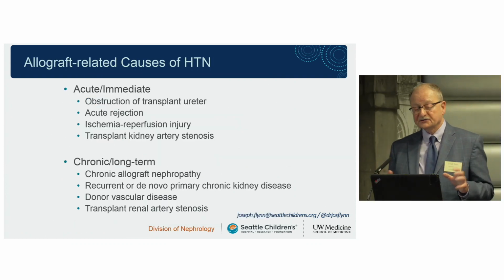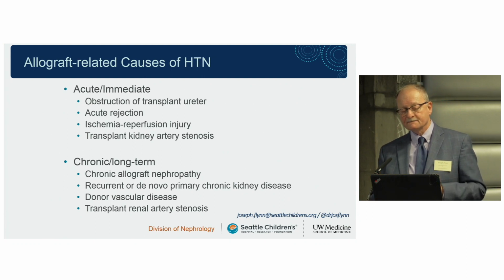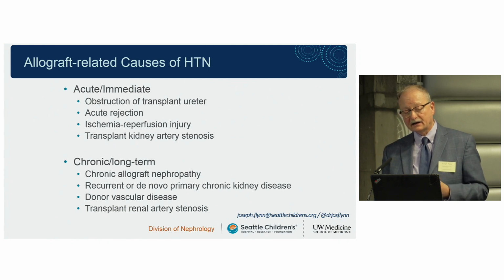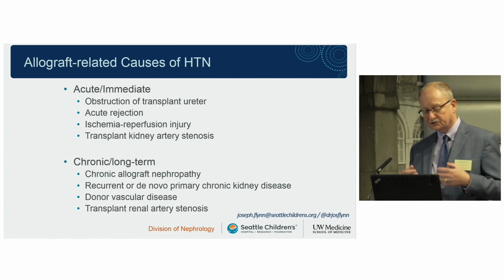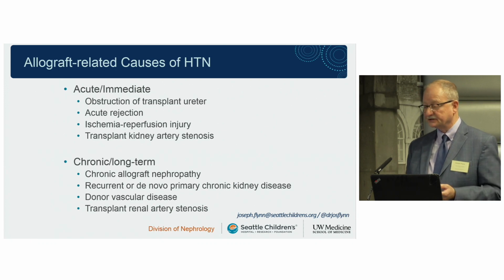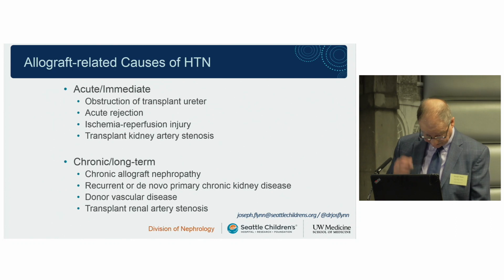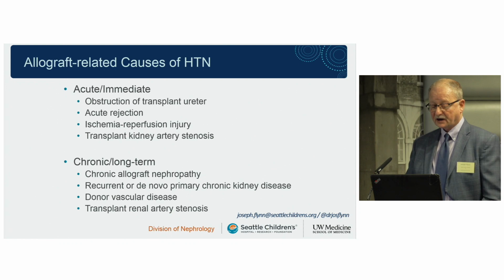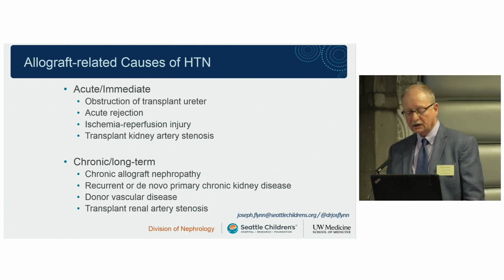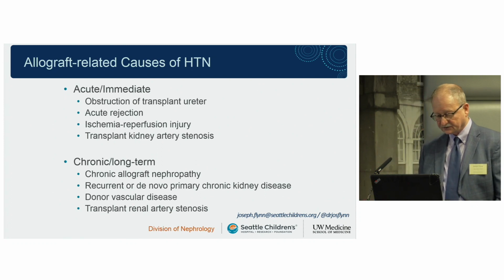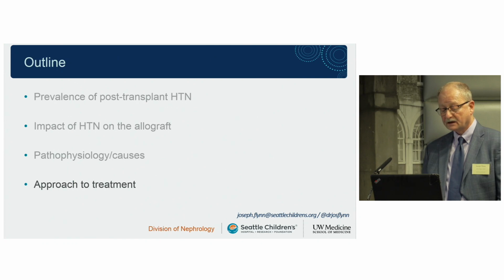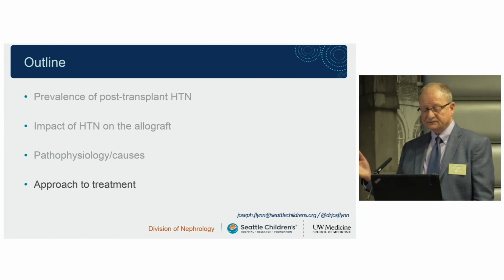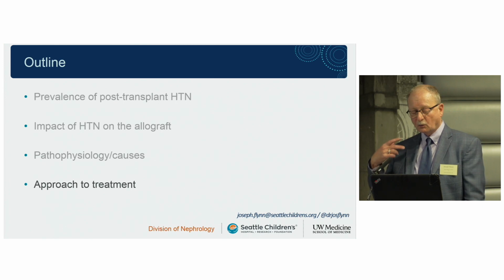Now, other things just to mention that also relate to causes of hypertension, we have to talk about allograft things like obstruction of the ureter, rejection, ischemia, reperfusion injury, transplant kidney artery stenosis, and in the long term, things like chronic allograft nephropathy, recurrent disease, de novo glomerulonephritis, donor vascular disease, and then, I guess, transplant renal artery stenosis. So we know it's common. We know what it does to the allograft. We know why it happens.